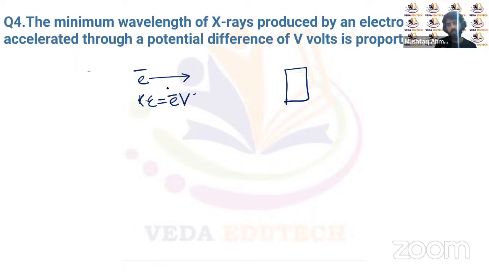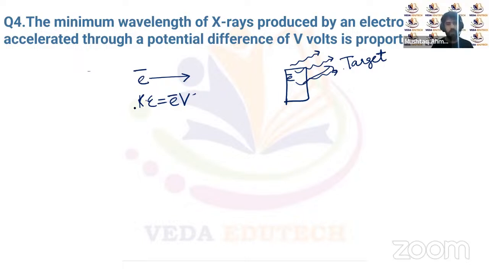Once this electron moves in the forward direction, and this is the target material, once this electron strikes this target, the electron loses its energy, and that energy appears in the form of radiation. So that energy is emitted in the form of radiation, and the frequency of that radiation is in the range of the frequency of X-rays in the electromagnetic spectrum. Or we can say that these fast-moving electrons, upon striking the target, produce the X-rays.